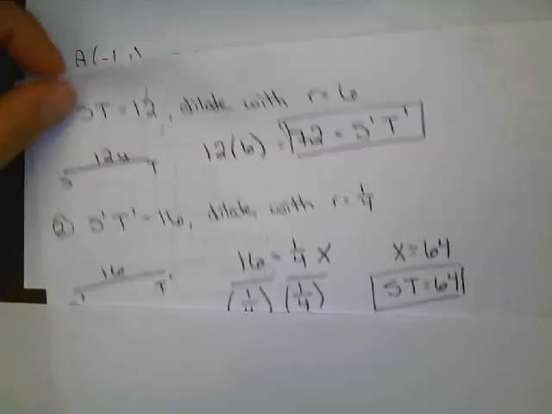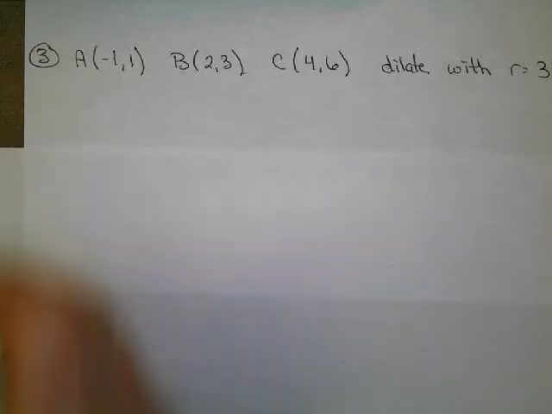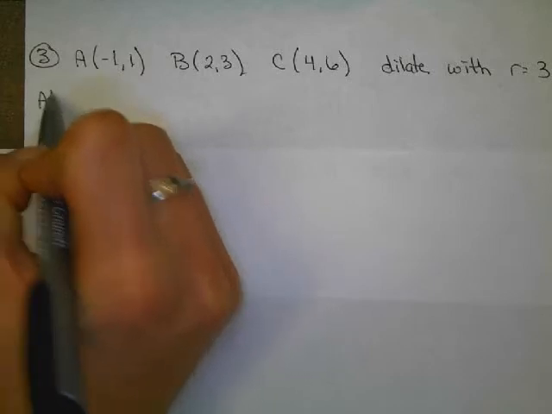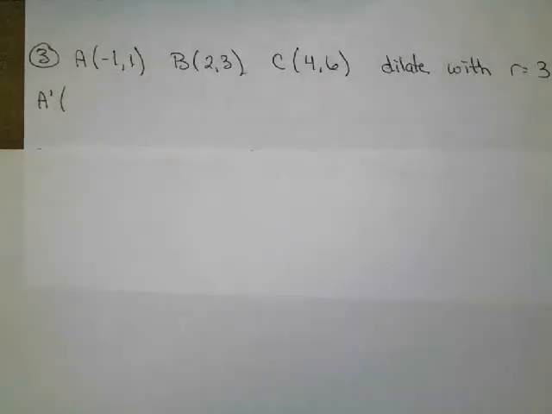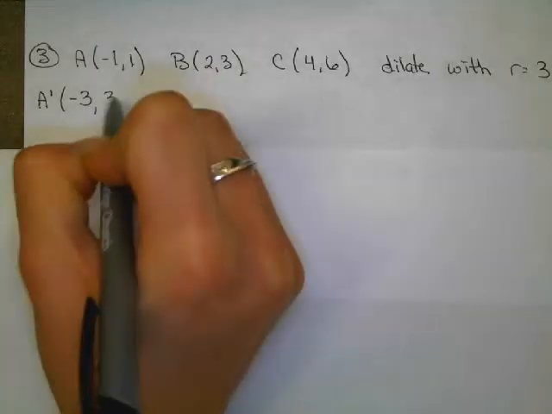We'll do another one. These examples here, what we want to do is we're given 3 points and we want to dilate them so that we have our new points of our new image. So A prime, if I dilate it with a ratio of 3, that means I'm just going to multiply all the coordinates by 3. So -1 times 3 is -3, and 1 times 3 is 3.